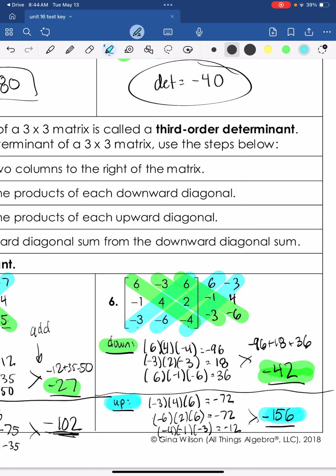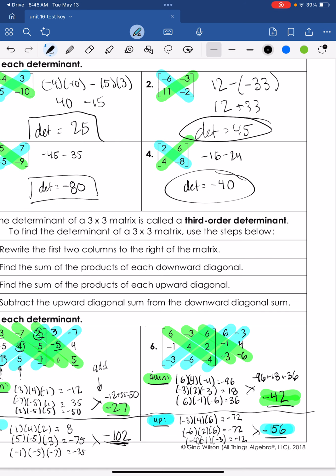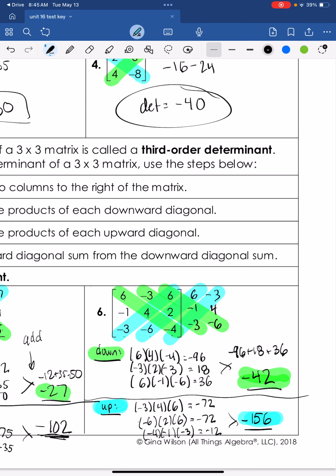All right. And then our last step is we're going to take our downward diagonal, so negative 42, and subtract our upward diagonals, which is negative 156. So a negative and a negative, plus 156, and so that's going to give you 114 as your determinant there.